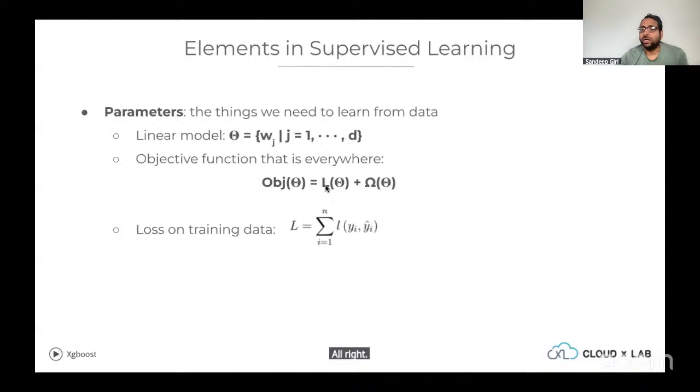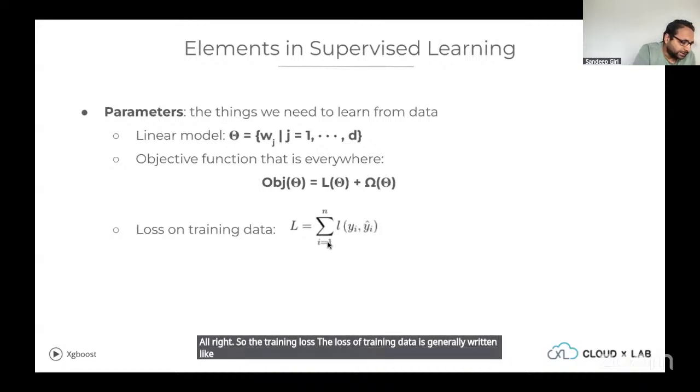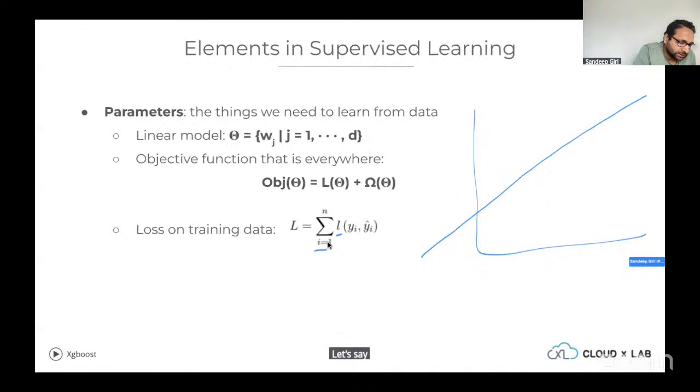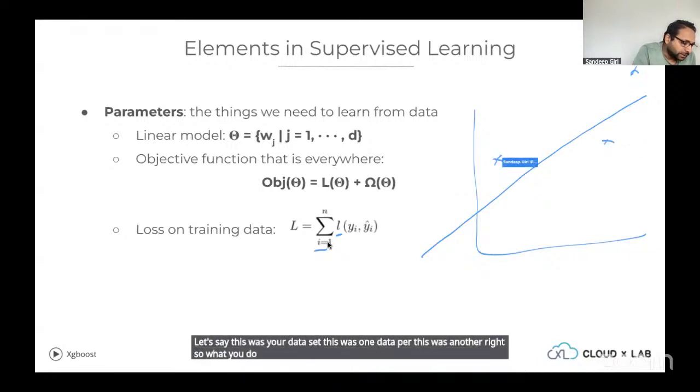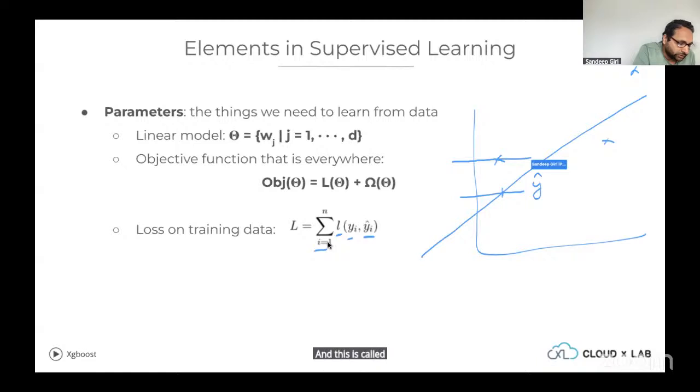So the training loss, the loss on training data, is generally written like this. Let's say the loss function is your mean squared error. Let's say this was your data set. This was one data point, this was another. The model is saying this is the predicted value, called Y predicted, and this is called Y actual, right?